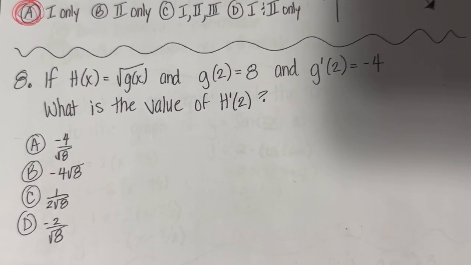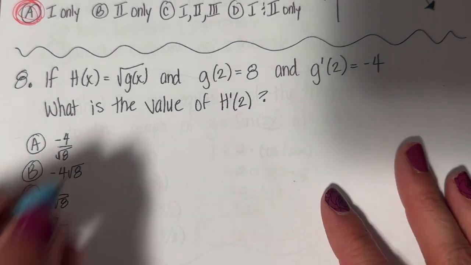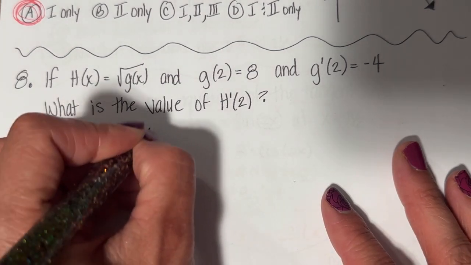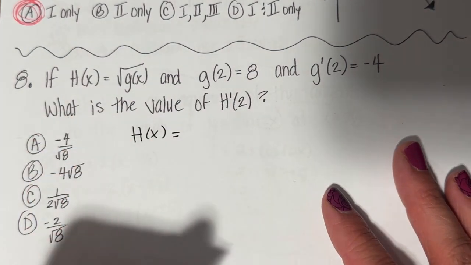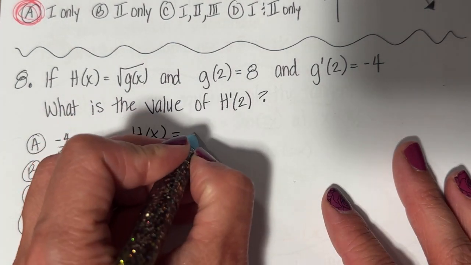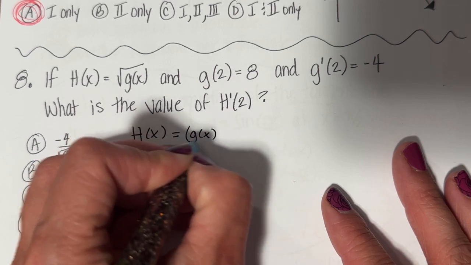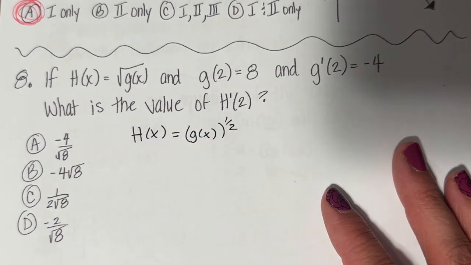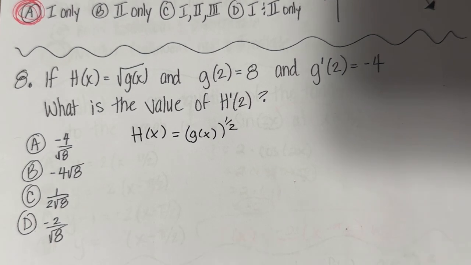But number 8, the last one. Okay, so it says if h of x equals the square root of g of x, g of 2 equals 8, g prime of 2 equals -4, what is the value of h prime of 2? So it's one of these again. So I'm going to start by writing it down. h of x equals, but instead of the square root of g of x, I'm going to put g of x to the 1/2 power, because that's going to be easier to take the derivative of.